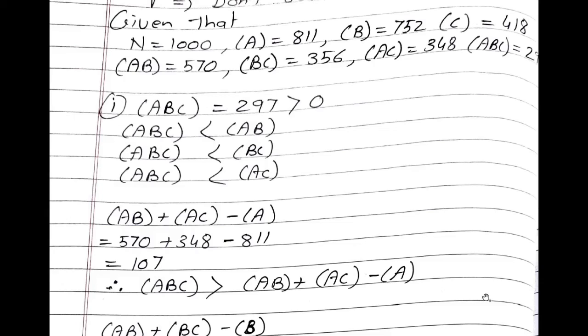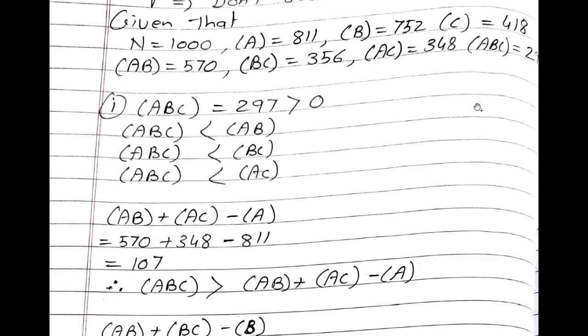Now what things are given to us? Value of N is 1000. Frequency of class A is 811. Frequency of class B is 752. Frequency of class C is 418. Frequency of class AB is 570. Frequency of class BC is 356. Frequency of class AC is 348. And frequency of ABC is 297.